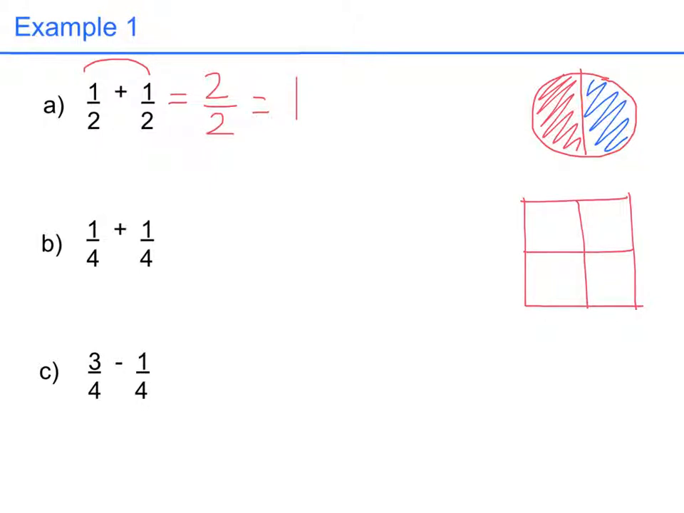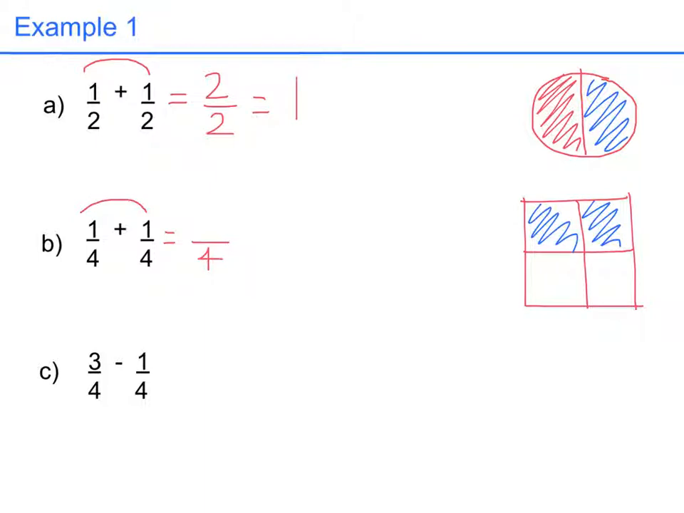Looking at question B, we now have a quarter plus another quarter. So we're expecting to get back a half as our answer. If we follow those rules, the first thing I need to do is check that my denominators are the same. They're both 4. Remember, my denominator doesn't change. All I do is write it down as a part of my answer.